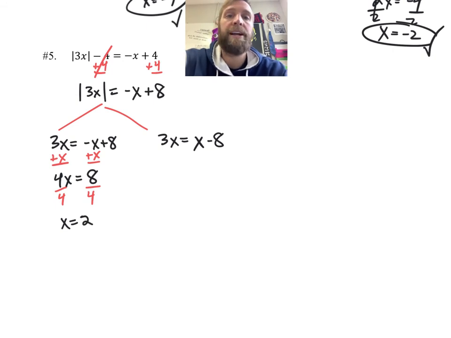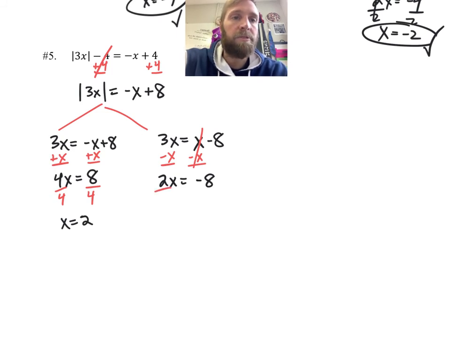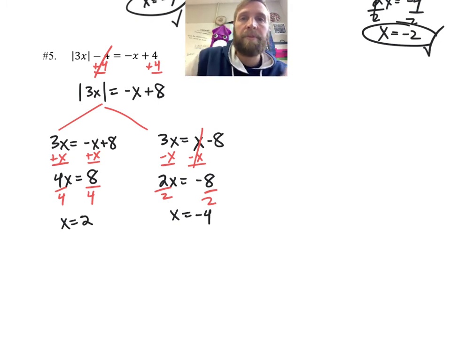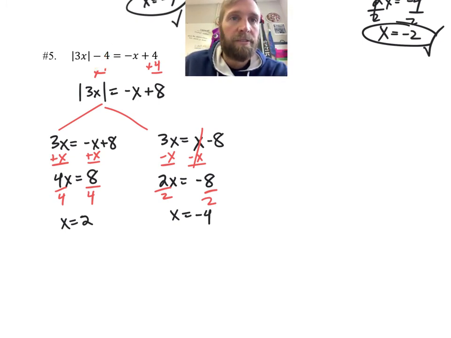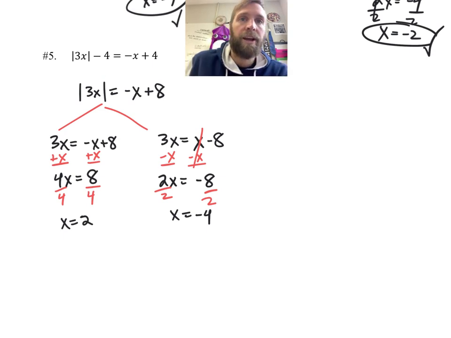Does it work? I don't know. We got to plug it back in. I'm going to go ahead and check that in a second. I'm going to go ahead and do all my math here first. Do all my algebra. And negative 8. Do some division. And I get x equals negative 4. Does it work? I don't know. I got to plug it back in. I probably need my eraser to erase and go back to that original and double check.